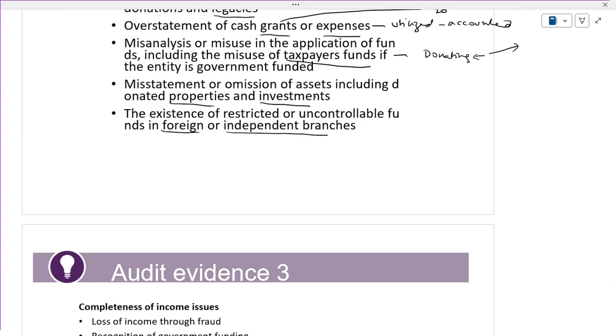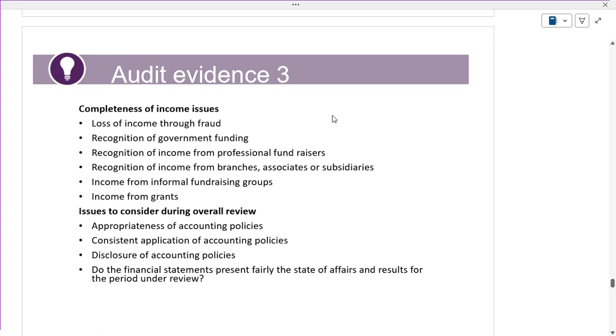Is that in foreign or independent branches? Means existing of restricted or uncontrollable. See, funds are very important. Keep it in mind. This I am not saying, but in some organizations it happens. Fine. What are the things?